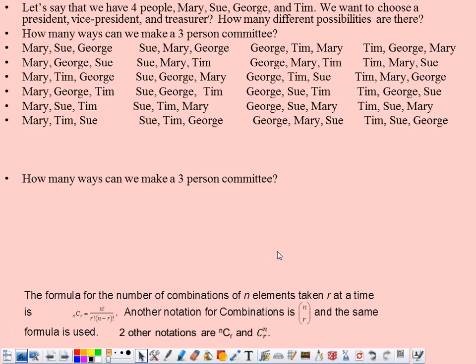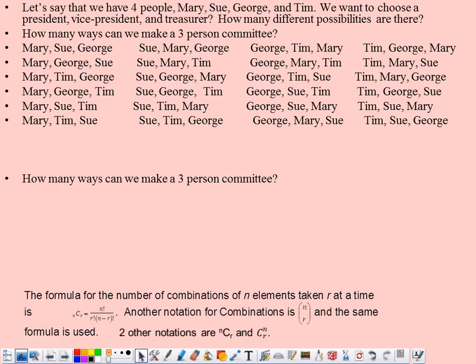All right. So now I'm going to do a problem that has both permutations and combinations on it. So let's say that we have 4 people, Mary, Sue, George, and Tim. And we want to choose, we have a couple things we want to do. We want to choose a president, vice president, and treasurer? Sorry, it has a question mark after that. And we want to know how many possibilities there are.